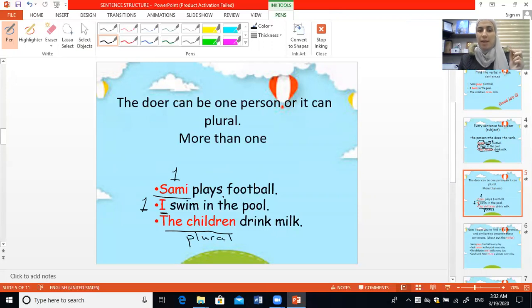So, Sammy plays football. Plays is the verb. Sammy is the doer and he is singular. I swim in the pool. Swim is the verb. I am the doer and I am singular. The children drink milk. The children is plural for the verb drink. So far, so good. Let's move on.